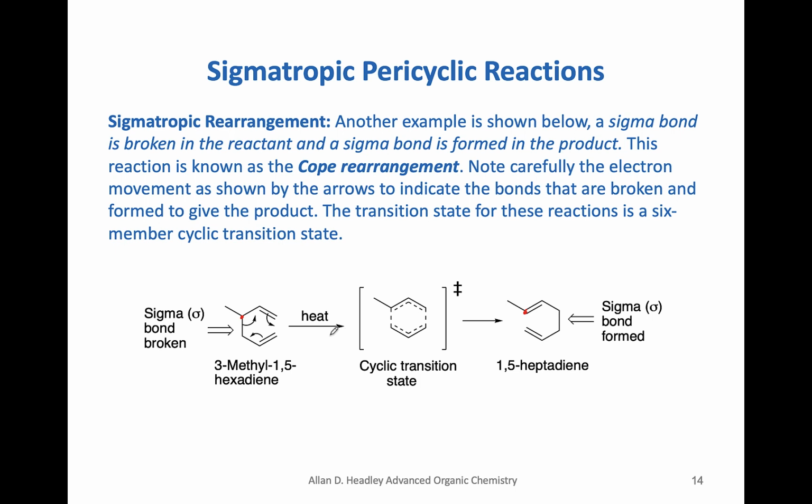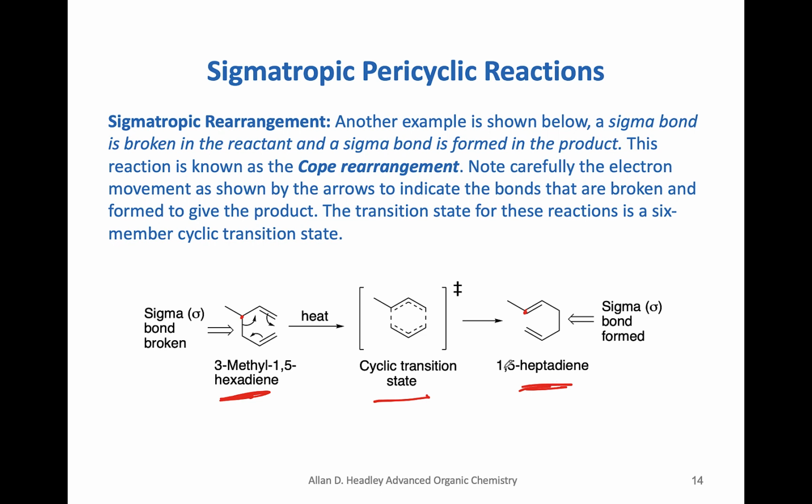So we can see, using arrows to indicate electron movement to explain this reactant going to this product, this comes out here, this comes in here, this bond's broken. This is the cyclic transition state. Notice cyclic transition state, and this is the product.